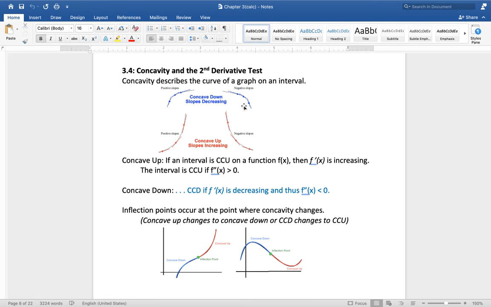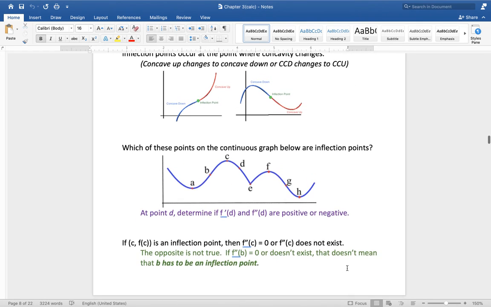The same thing applies for concave down intervals. The slopes are decreasing. And here's why. If you want to find out, remember how the slope is the first derivative? If you want to see if a slope is increasing or decreasing, take its derivative. So the derivative of the slope is the second derivative. Where it's positive, the slope is increasing. Where it's negative or less than 0, the slope's decreasing. So that's a really easy way of finding concavity. We'll just do the second derivative. We'll test it. We'll make a sign chart. It'll be great.